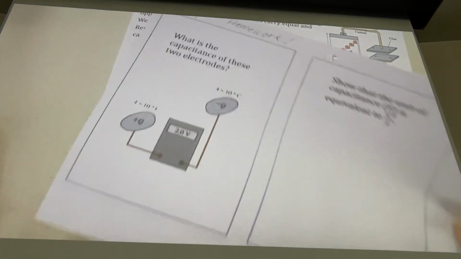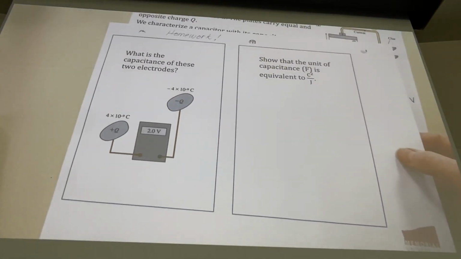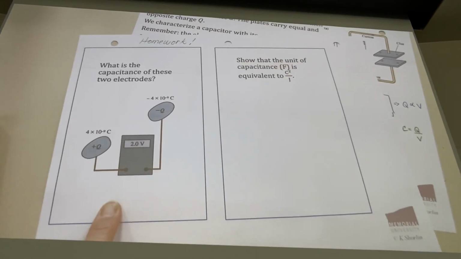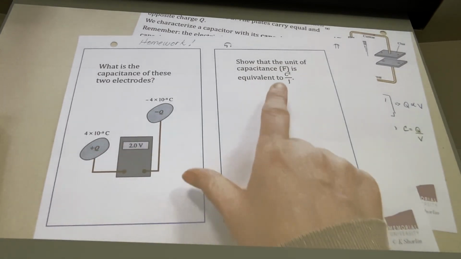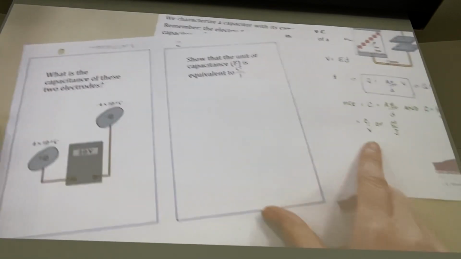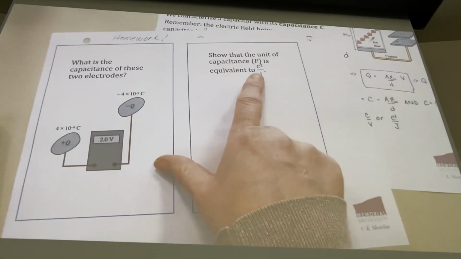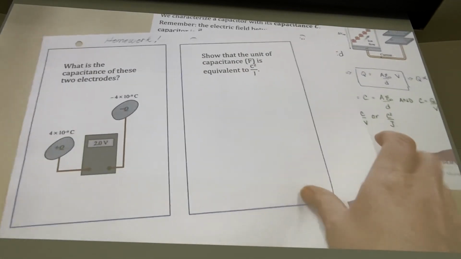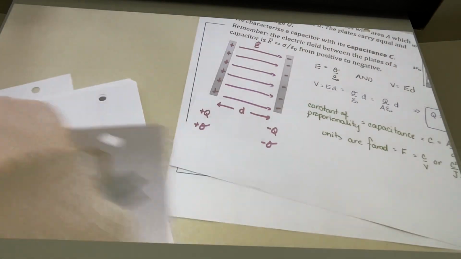I picked the two simplest examples I could think of to make a homework question. So use the equation for capacitance to find the capacitance here, you know the charge and the potential. And then I talked about those units of capacitance. Here I'm asking you to show that it's equal to coulombs squared per joule. So I will post the answers to those with the class notes. And now we'll do a different example.